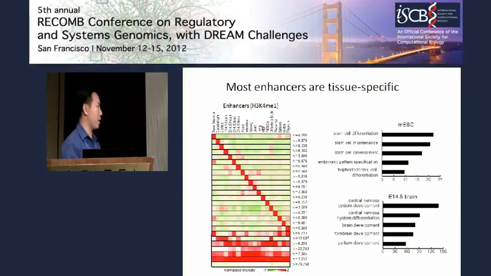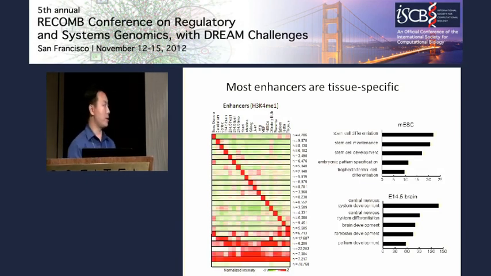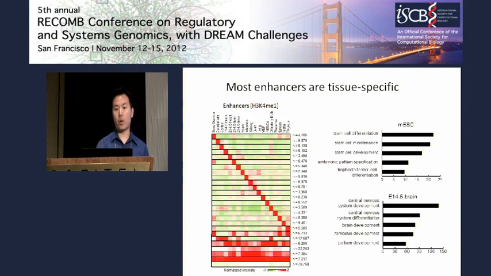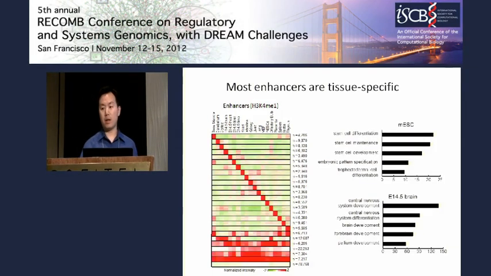The results confirmed that the tissue-specific enhancers are located near the tissue-specifically expressed genes. For example, the mouse ES-specific enhancers are located near genes important for stem cell differentiation or stem cell maintenance. And embryonic brain-specific enhancers are located near genes that are important for brain development.